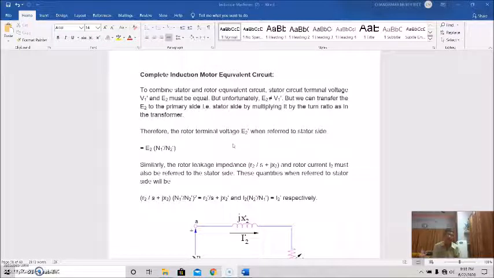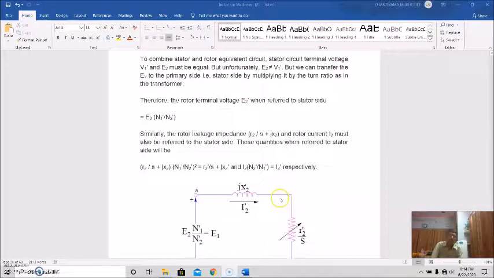Similarly, the rotor leakage impedance R2 by S plus jX2 and the rotor current I2 must also be transferred to the stator side. When transferred to the stator side, these will be R2 by S plus jX2 multiplied by N1 prime by N2 prime squared, which gives you R2 dash by S plus jX2 dash, or X2 prime. That is the rotor impedance referred to the stator side, and I2 into N2 prime by N1 prime will give you I2 prime, that is the rotor current referred to the stator side.